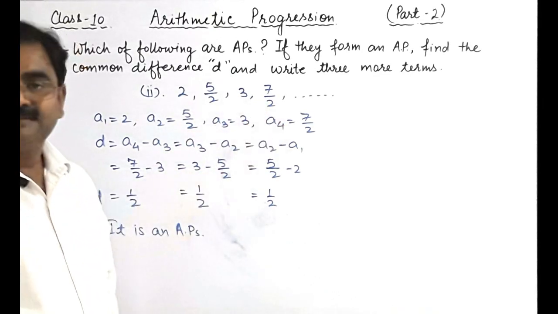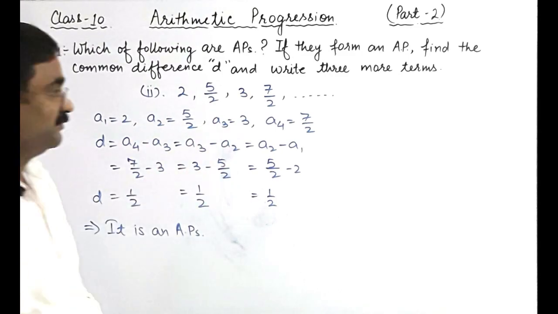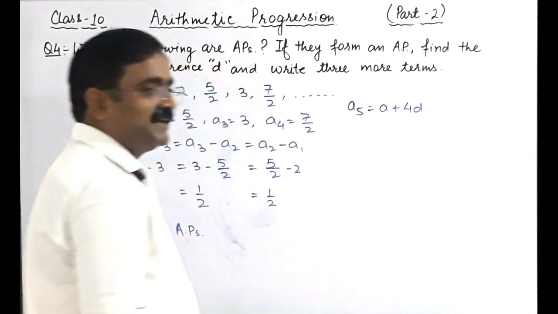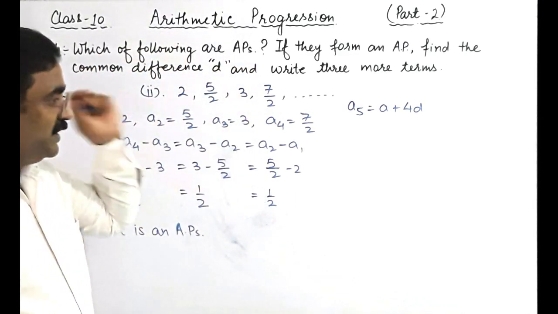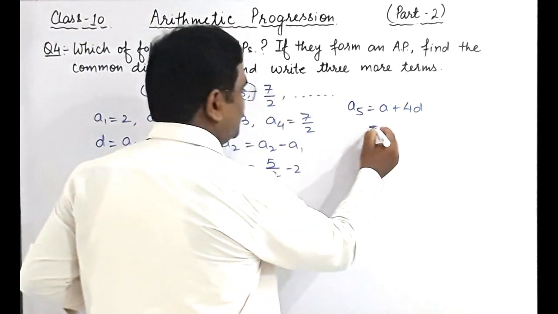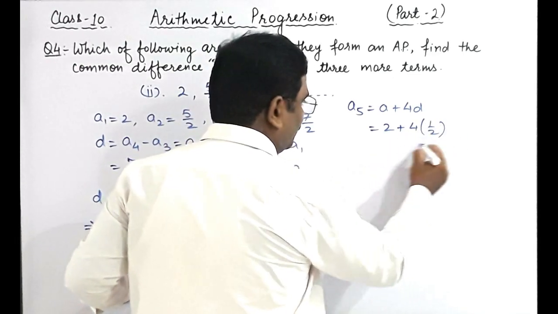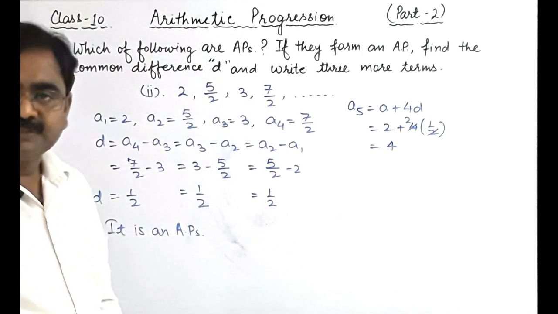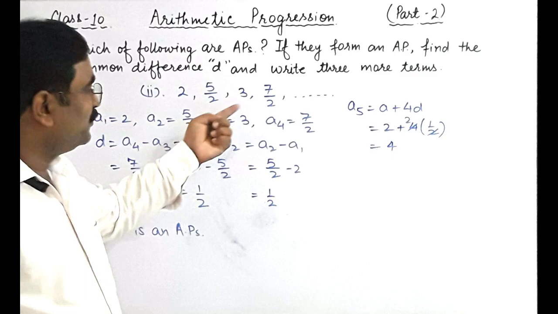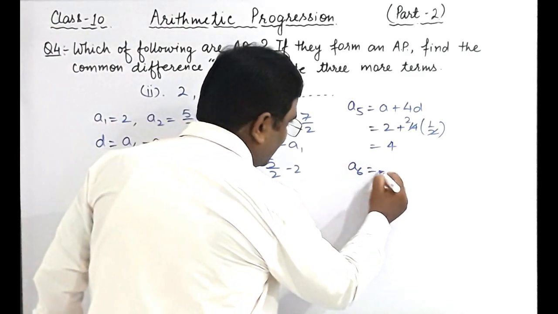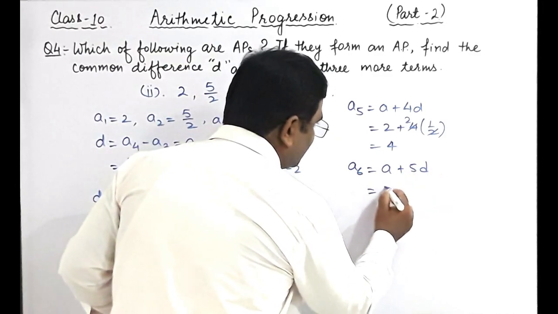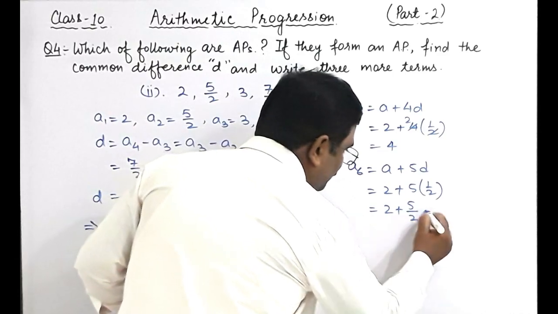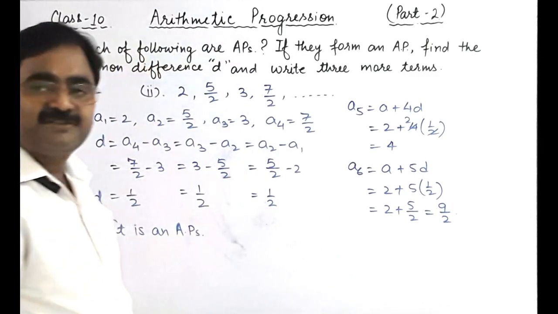If it is an arithmetic progression, then find its three more terms. As the fourth term is given, we have to find the fifth term, sixth term, and seventh term. By the general form of arithmetic progression, A5 is equal to A plus 4D. As D is decided and you have the first term, A5, the fifth term, is A, which is 2, plus 4 multiplied by the common difference 1 upon 2. 4 times 1 upon 2 is 2, so 2 plus 2 is 4, which is the fifth term of this series. Next, the sixth term, A6, is equal to A plus 5D. A is 2, and 5 into 1 upon 2, the value of D. So 2 plus 5 by 2 is equal to 9 upon 2. This is the sixth term of this series.